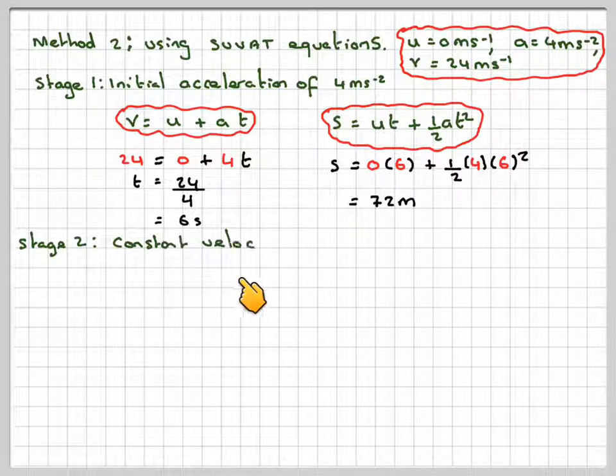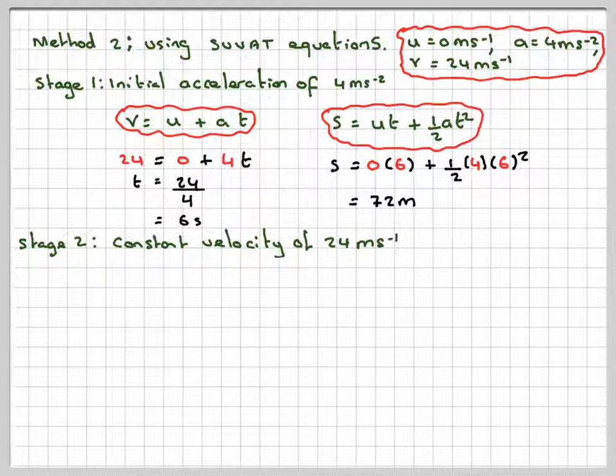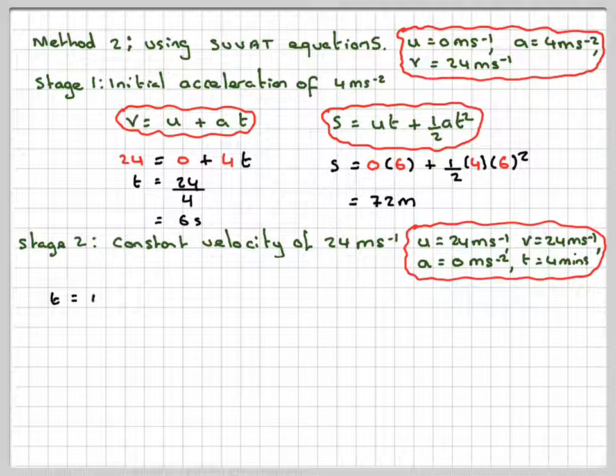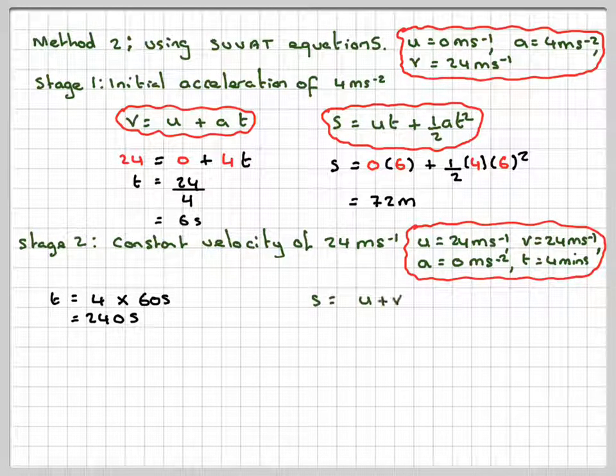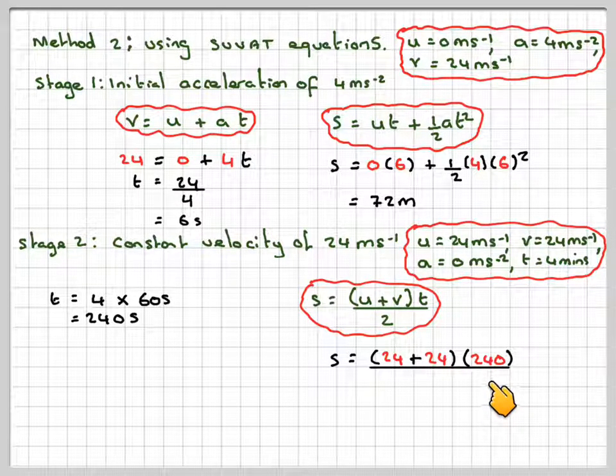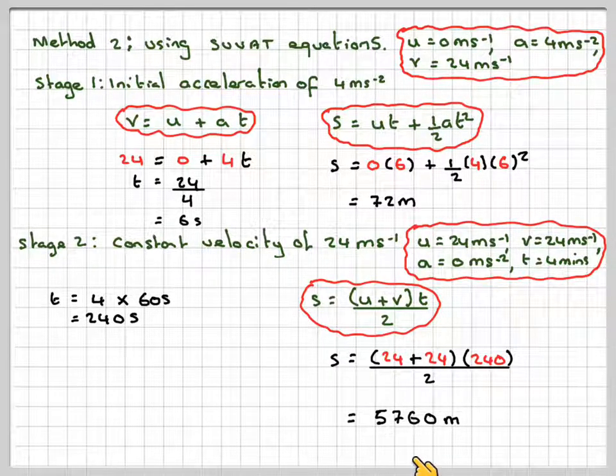In stage 2, a constant velocity of 24 meters per second, u is 24, and then the final velocity at the end of that time period will also be 24 because the velocity is constant. The acceleration is 0, but we know the time to be 4 minutes. So the time in seconds will be 4 times 60, which is 240 seconds. And using s is equal to u plus v times t over 2, that will be 24 plus 24 times my time for that period, which is 240, divided by 2, which will give me 5,760 meters.